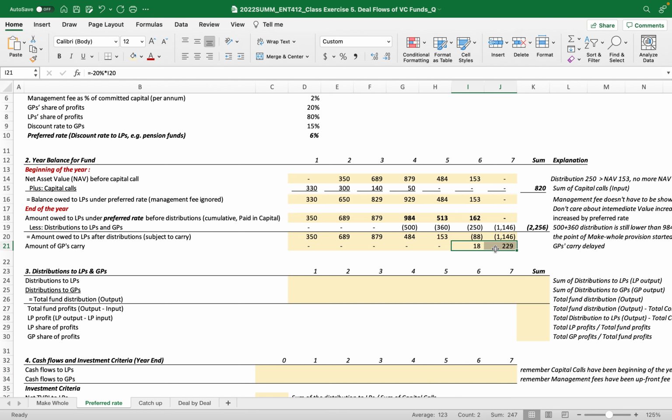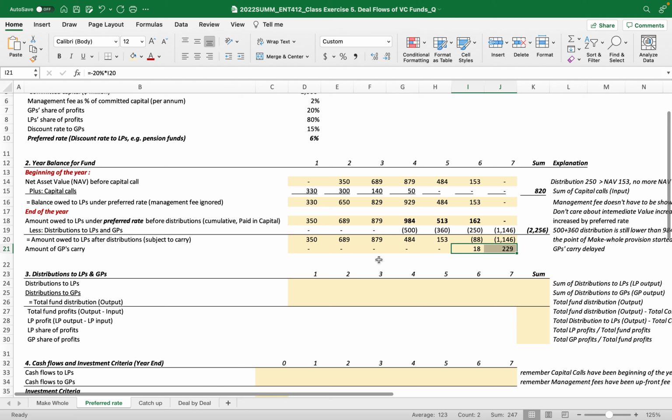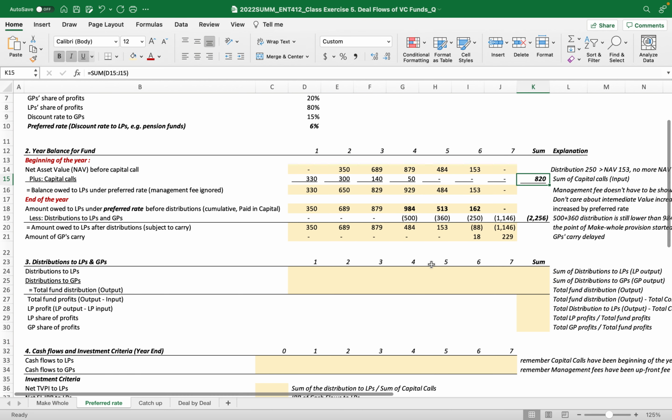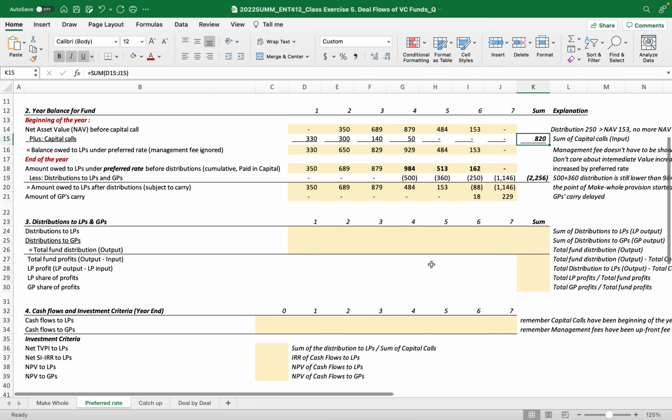But here the GP's carry started from year 6, right? 18,229, right? So the preferred rate delayed because the total amount of this provision of a make whole started from year 6 once this preferred rate added to the distribution, right? Before distribution, the paid-in capital is 982. It's no longer 820.